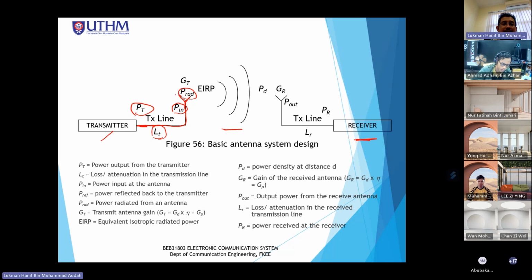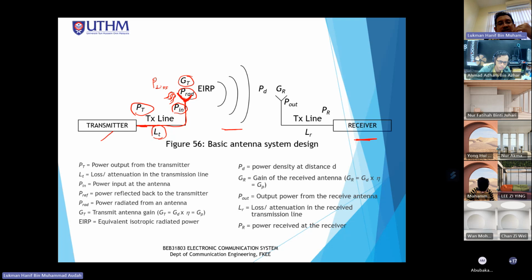And you're going to see that at the antenna side, there's actually a power dissipation. At the antenna side, there's going to be a dissipated power. A small portion of the power will be dissipated as heat. So this is P dissipated. And the majority of the power will be used for the radiation. And you see that the transmitter antenna has a gain of GT.